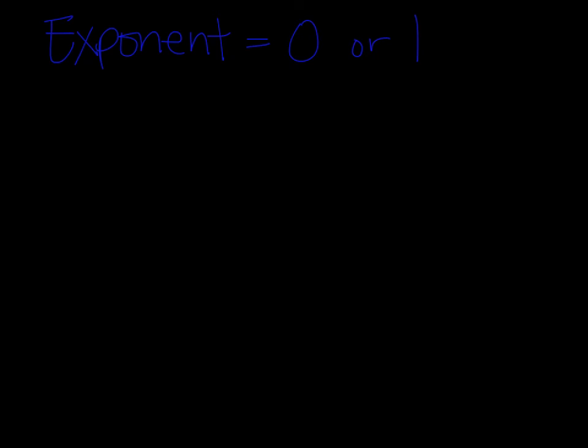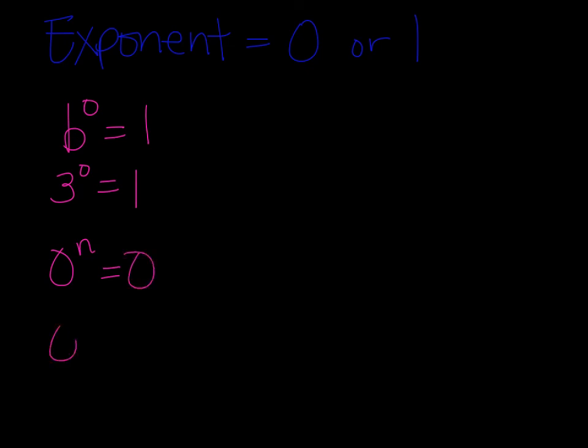The next exponent rules we'll look at are the rules where exponents are equal to 0 or 1. When an exponent is equal to 0, the expression is equal to 1. No matter what the base is, if it's a number or a variable, anything raised to the power of 0 will always be 1. 0 raised to any power is always equal to 0. Obviously, because 0 times 0 times 0 times 0 is equal to 0.